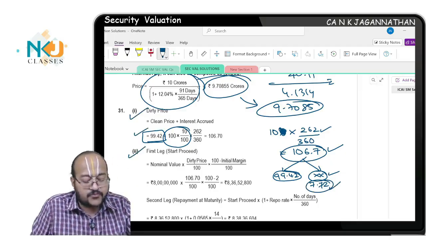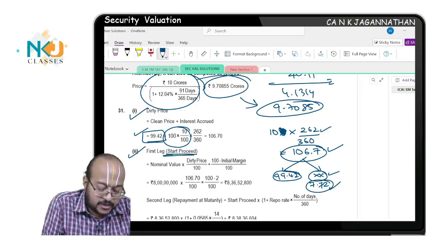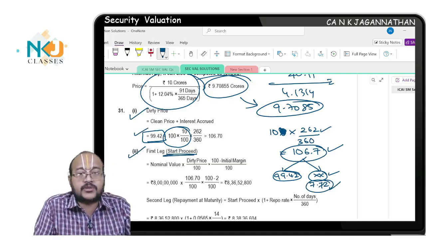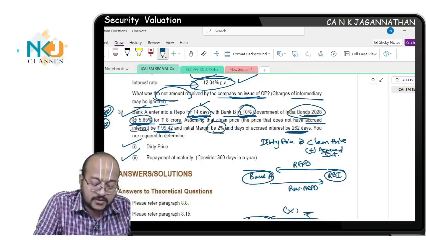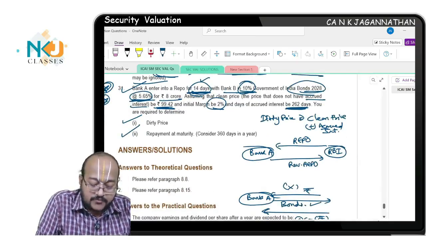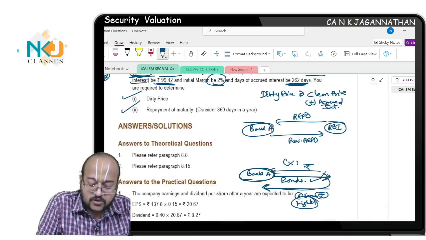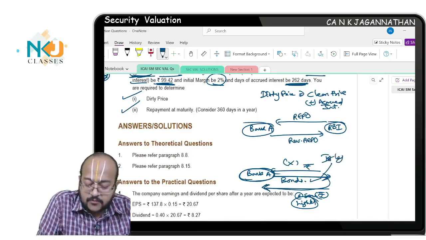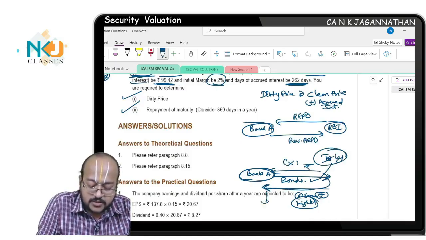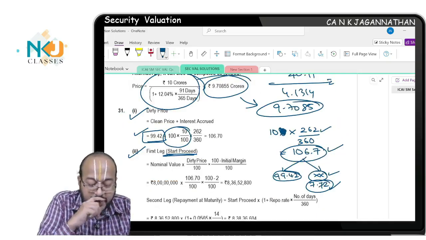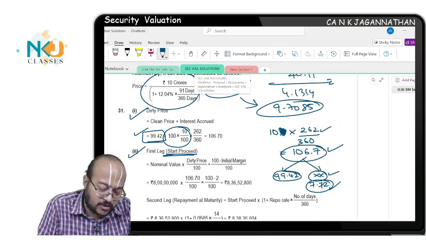Now, the first leg, start proceeds. I told you in the repo arrangement you have two legs. Initially the bank which is borrowing the money will issue a bond at some price and then later repurchase the bond. This is called the first leg of this transaction, and this is the second leg. Are you all understanding? First innings, second innings, like a test match.